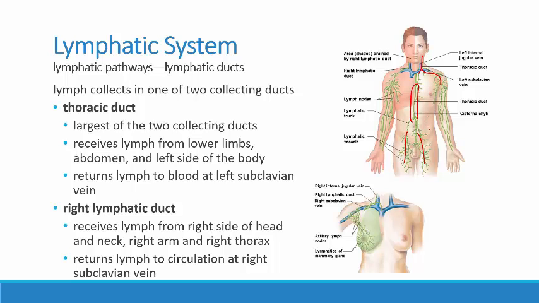So all of the lymph that is being received from the legs, from the abdominal areas, everything below the diaphragm here, from the left thoracic cavity, from the left arm, and from the left head and neck, all comes into the thoracic trunk, and it brings the lymph up and returns it at the left subclavian vein.